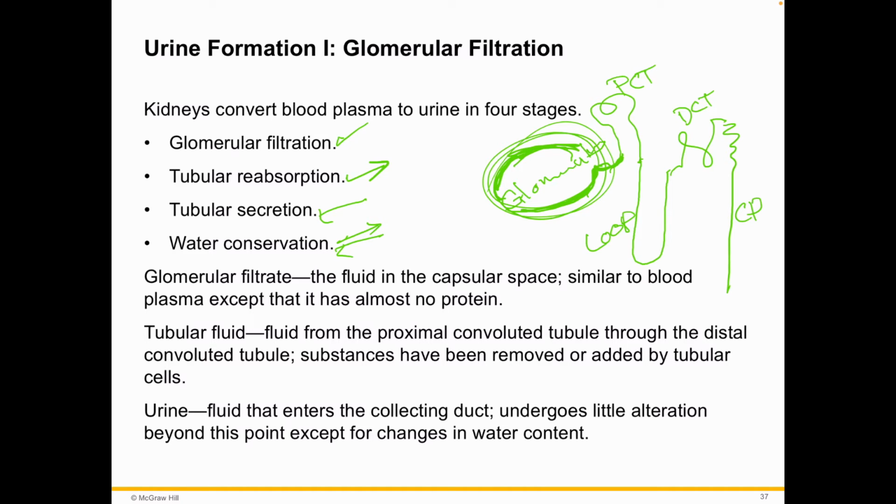Tubular fluid is the fluid from the proximal convoluted tubule, right, the PCT, and all the way through the distal convoluted tubule, right? So that's the DCT. Oops, let me cross that out there. And so these are items that have been removed or added by the tubular cells along that entire process. Remember, we have a kind of balancing effect. And then after water conservation is complete, what we're putting into the duct is actually urine proper. And this is the end of it. Whatever we produce by now is what we're going to be excreting in the urine.